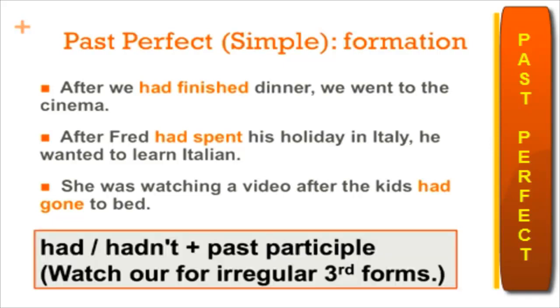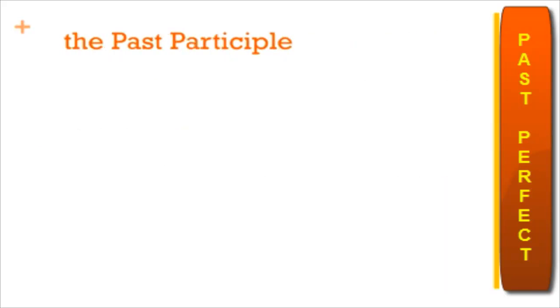So how do you actually build this tense? It's not too complicated. You use had or hadn't, of course, which is the negative form, plus the past participle. Had finished, had spent, and had gone. And please watch out for your irregular third forms. There's one in spent and there's one in gone. So had or hadn't plus the past participle. Let's have a closer look at the past participle next.